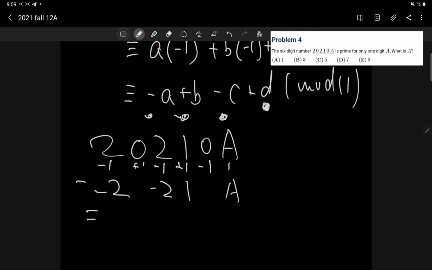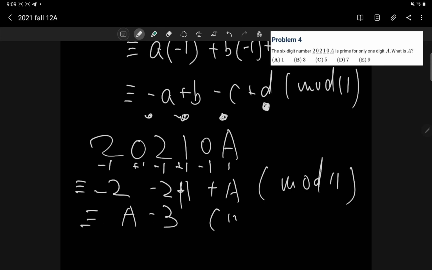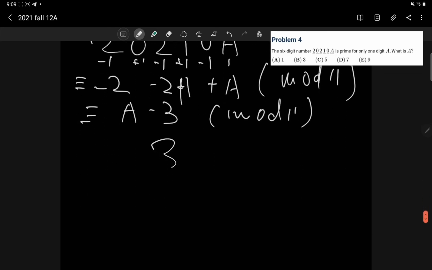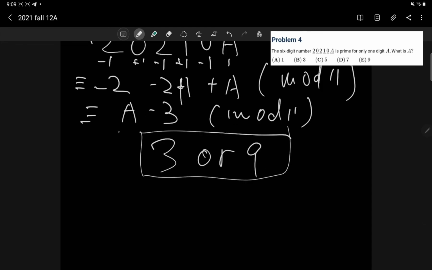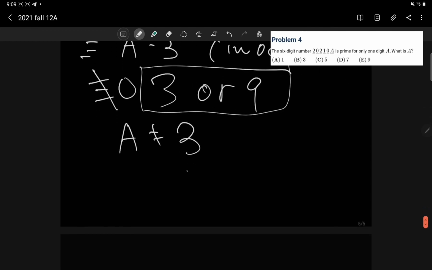Modulo 11, this is equal to A minus 3. Remember, we have choices 3 or 9. By modulo 11, this can't be equal to 0. That means A is not equal to 3, and thus we know that A is equal to 9. Boom, we got the result. So we choose choice E.